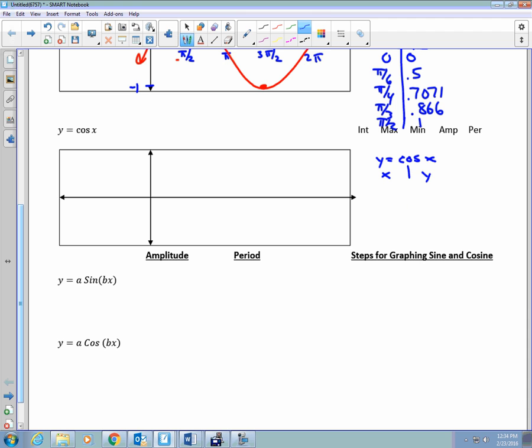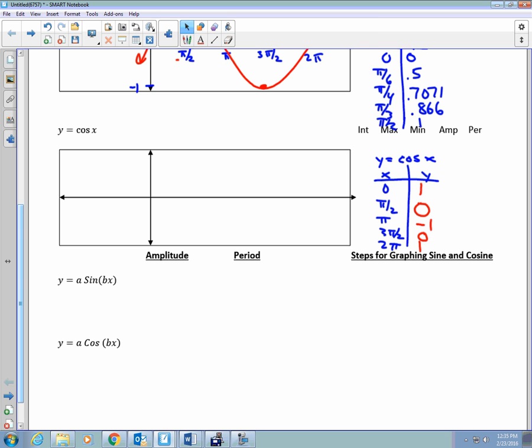So I have y equals the cosine of x. I create an xy table. This time I'm going to use other values: 0, pi over 2, pi, 3 pi over 2, and 2 pi. Because you're really smart, you're going to tell me what the cosine of 0 is. 1. Cosine of pi over 2. 0. Again, we're looking at the x-coordinate of the terminal point. Cosine of pi. Cosine of 3 pi over 2. And cosine of 2 pi.